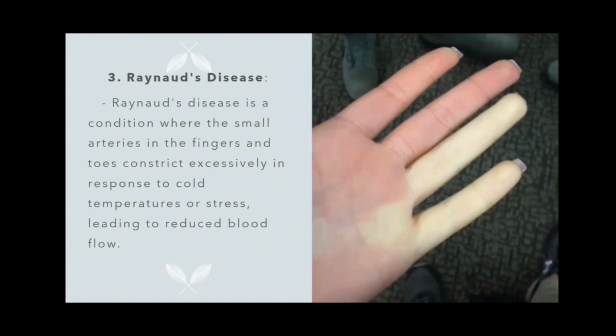The third one is the Raynaud's disease. Raynaud's disease is a condition where small arteries in the fingers and toes constrict excessively in response to cold temperature or stress, leading to reduced blood flow. This can cause the affected areas to turn white, then blue, and finally red as blood flow returns. Symptoms include numbness, tingling, pain, and sensation of cold in the fingers and toes.